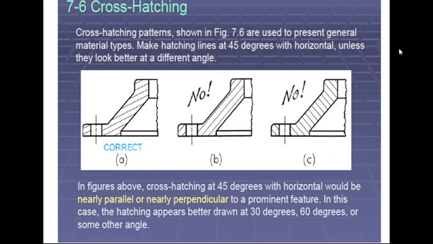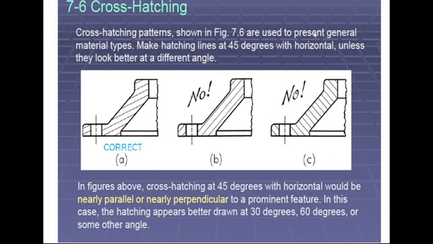This slide we have learned earlier, but for review purposes I have added it here. Whenever you are doing hatching or cross hatching, this is the correct method. This is wrong, this is wrong. Why is this wrong? Actually we have taken a 45-degree angle here. You can also take a 30-degree angle, and you can also take a 60-degree angle.